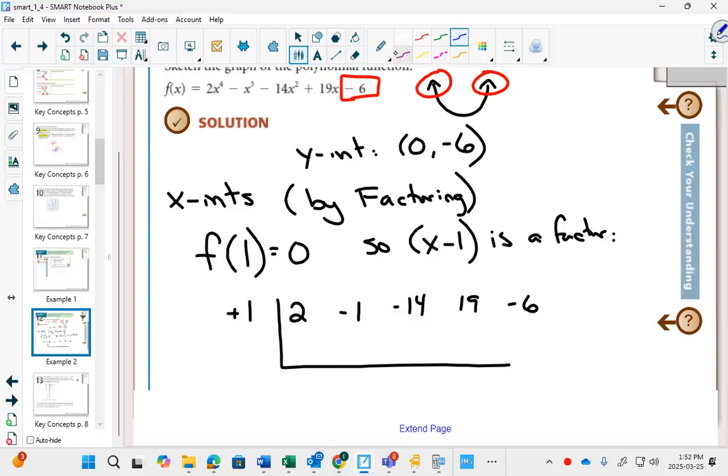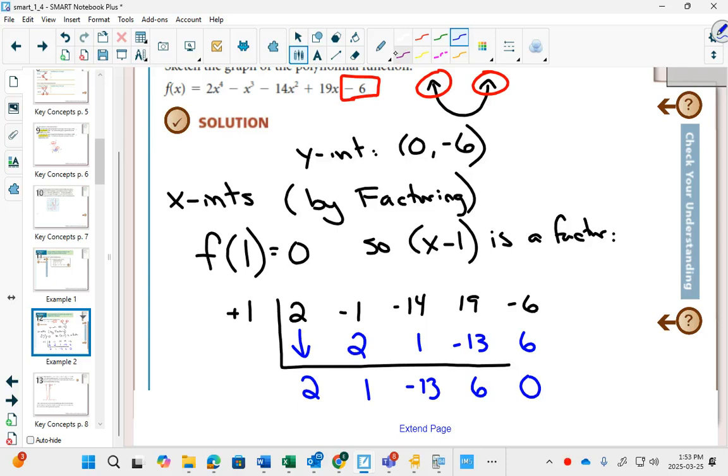Synthetic division says bring down the 2. 1 times 2 is 2, add. 1 times 1 is 1, add. 1 times negative 13 is negative 13, add. And 1 times 6 is 6. And sure enough, this is what I was hoping for, a remainder of 0.